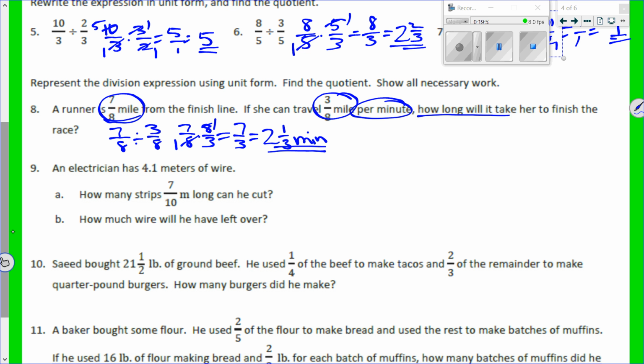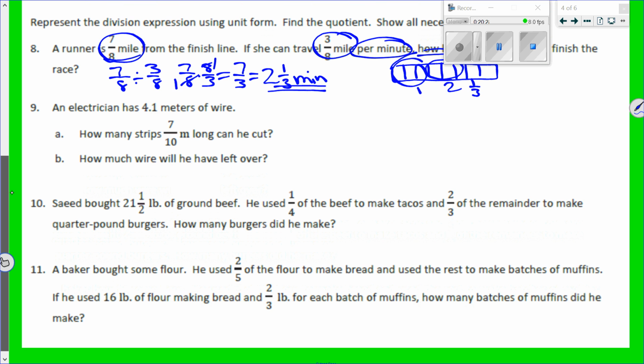The model on this one really isn't that bad. Yeah, 2 minutes, 20 seconds would be fine, because a third of a minute is 20 seconds. So if I did this, I'm looking at 7/8 that I'm dividing up. I'm dividing into 3/8 sections. So how many do I get? I get 1, 2, and then I get 1 of the next set of 3. So 2 and 1/3. Make sense? So some of these, the models are more helpful than others, I'll be honest.